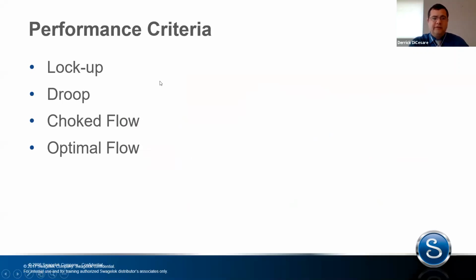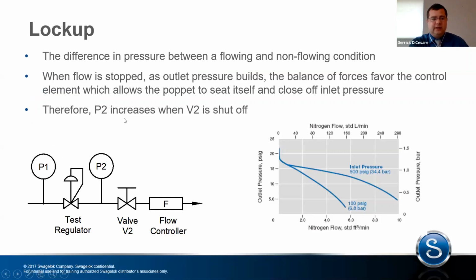I'm going to talk real quick about some performance criteria with regard to regulators. So lockup, we talked about this very briefly when I was looking at the initial flow curves. Lockup is going to be the difference between a flowing and non-flowing condition. So what you see here is your flow is running, the valve is open. As we close this valve, the outlet pressure is going to rise. So when we go from a flowing condition, let's say we're at 4 standard cubic feet per minute, as we drop that flow down to 0, you're going to see the flow requirement downstream cause this outlet pressure to rise.